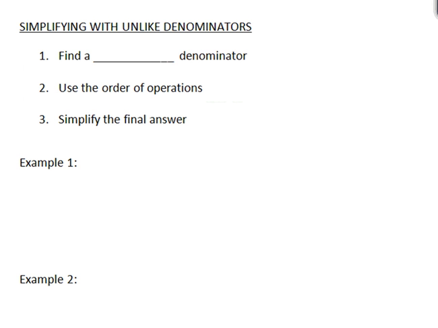Simplifying with unlike denominators. This is a little bit different. Now the denominator is different. What you need to do is find a common denominator. That's the key. If you don't do that, you can't go any further. Obviously, always use the order of operations to simplify, and simplify the final answer.